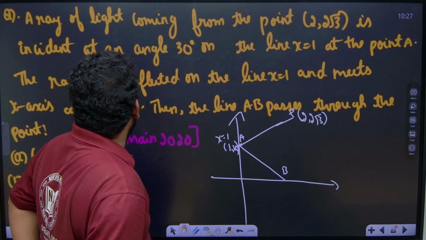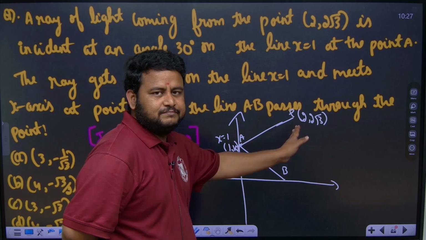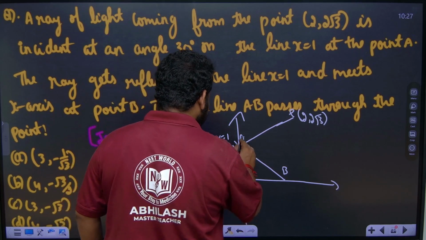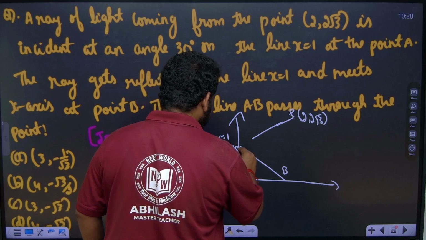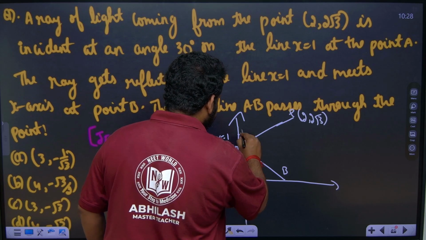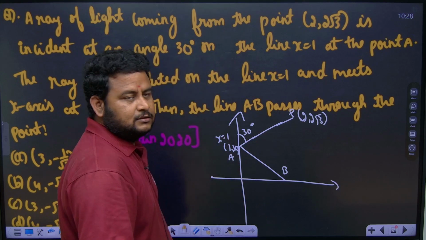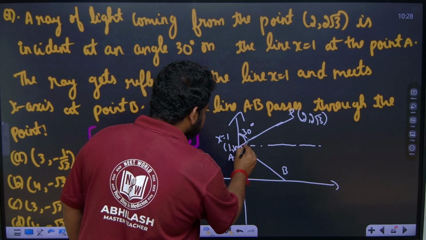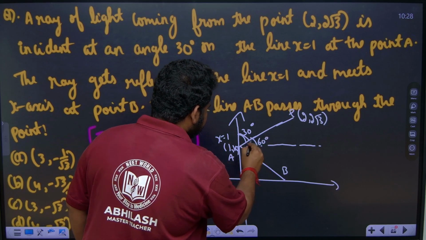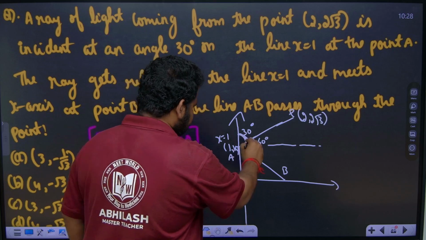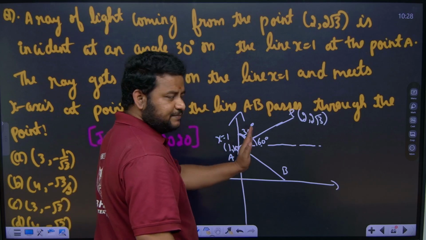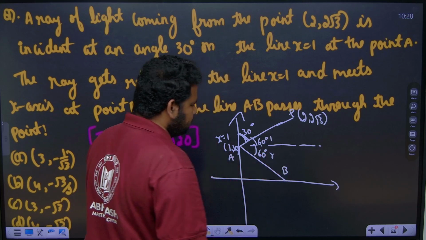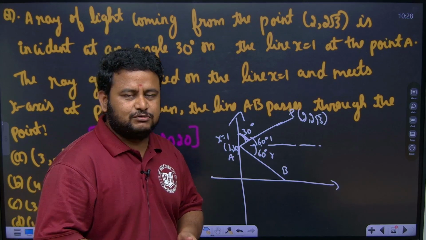Now we can find the slope of this line. But first, before that, we need a little knowledge of physics here. Here it is striking at point A at an angle of 30 degree. By the laws of reflection, this is the normal. If this is 30 degree, this will be 60 degree, because this is a right angle. This is angle of incidence and this is angle of reflection. By the laws of reflection, the angle of incidence will be equal to the angle of reflection.